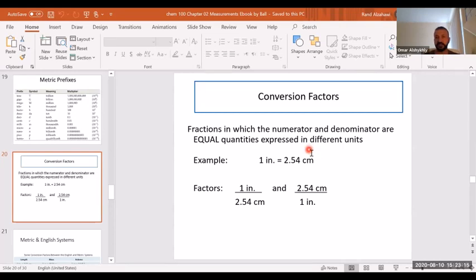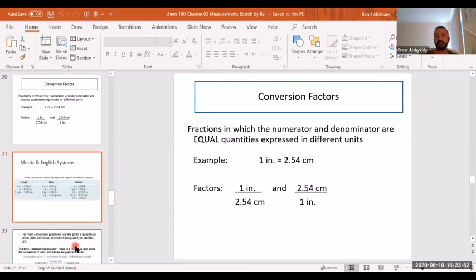Conversion factor. The conversion factor is a fraction in which the numerator and denominator are equal quantities but expressed in different units. So for example, 1 inch equals 2.54 centimeters. So here we can write that conversion factor as a numerator and denominator. We can say 1 inch in the numerator divided by 2.54 centimeters in the denominator, or 2.54 centimeters in the numerator and 1 inch in the denominator.